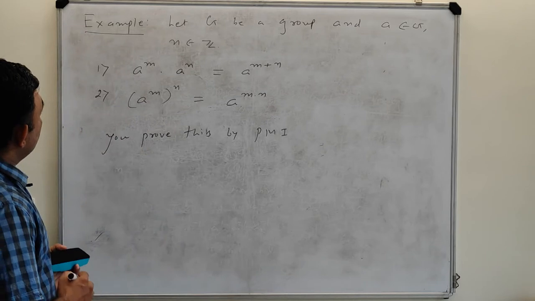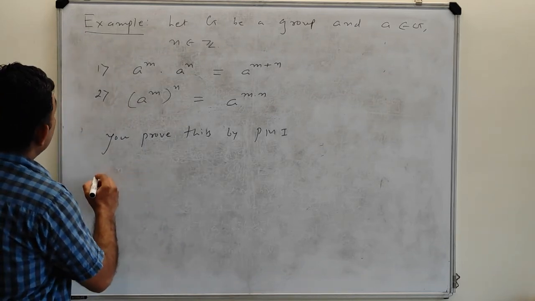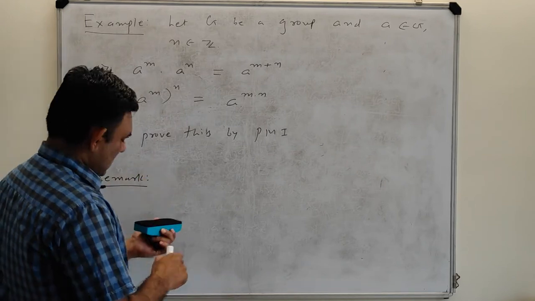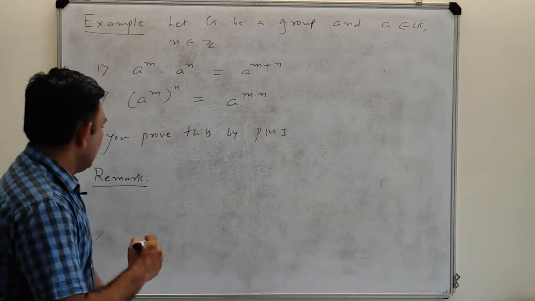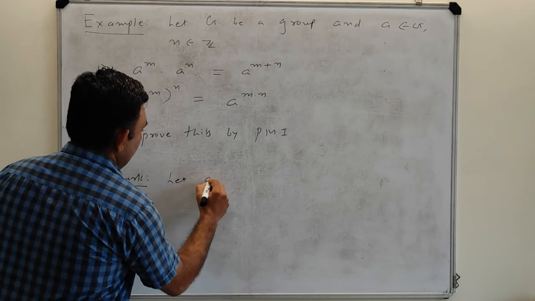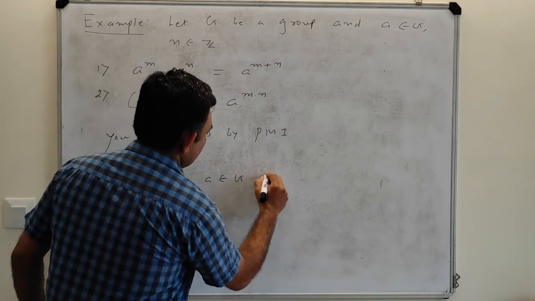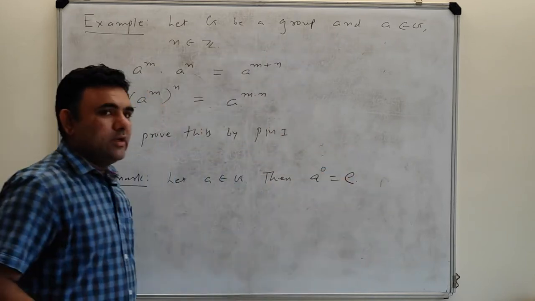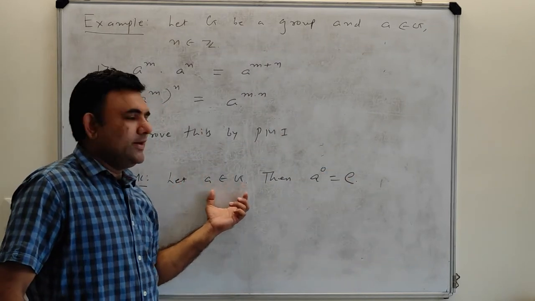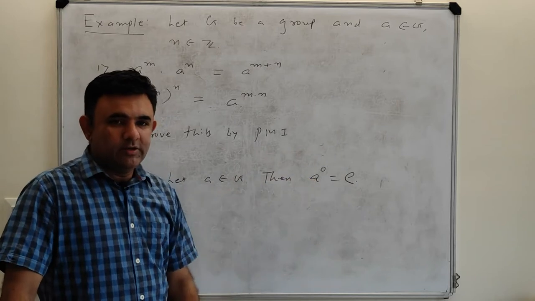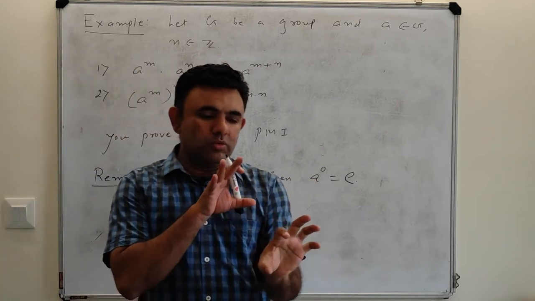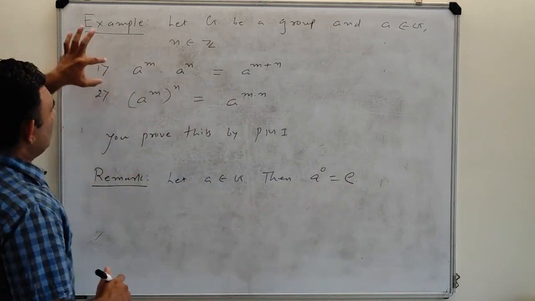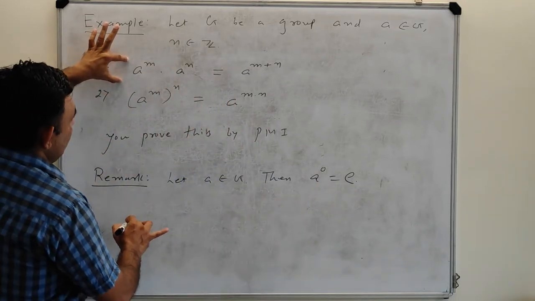Okay, so suppose again let me put a remark. Let a belongs to G, then a raised to 0 is identity. You consider any element of G, then its 0 power is always identity. Whenever we get some group element raised to 0 power, then it will be identity. How is it? So what is its justification?